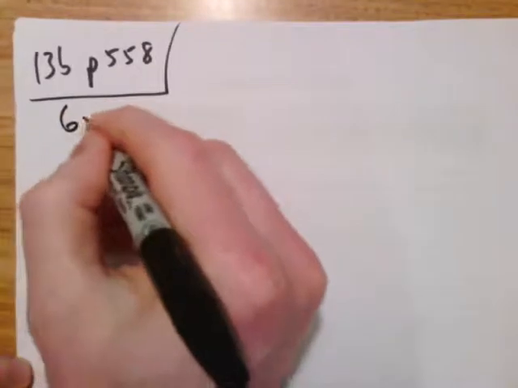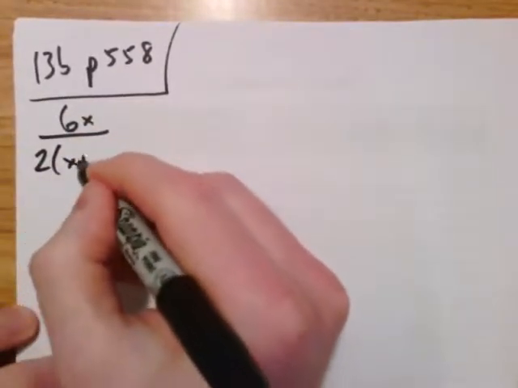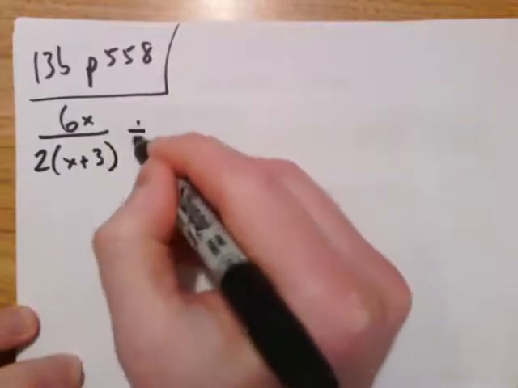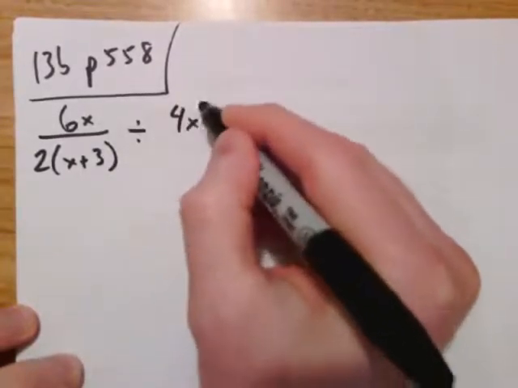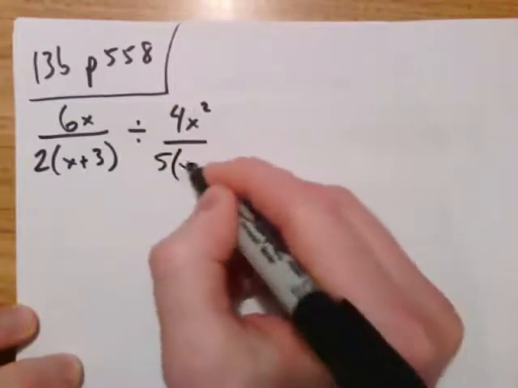So we have 6x over, it's already factored, that was nice, 2 times x plus 3. Divided by 4x squared over 5 times x plus 3.